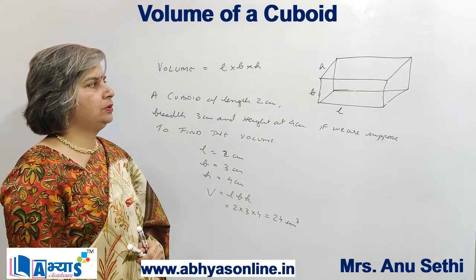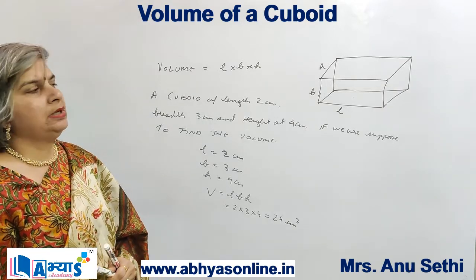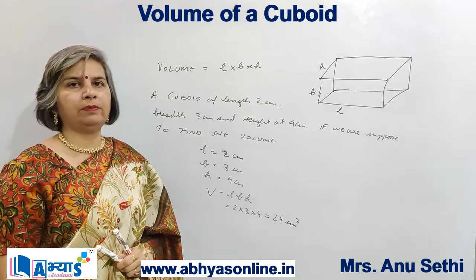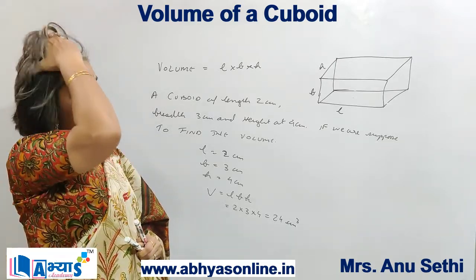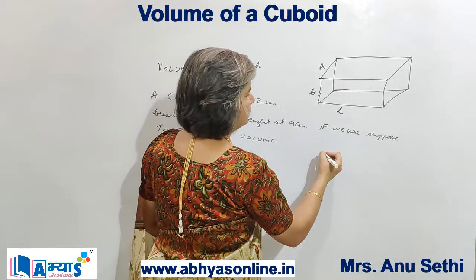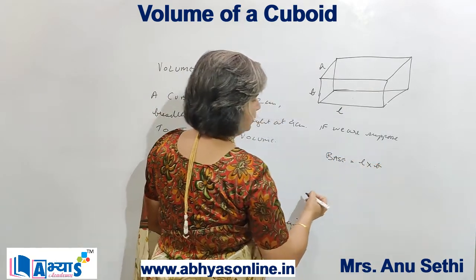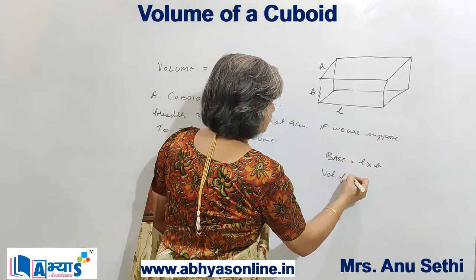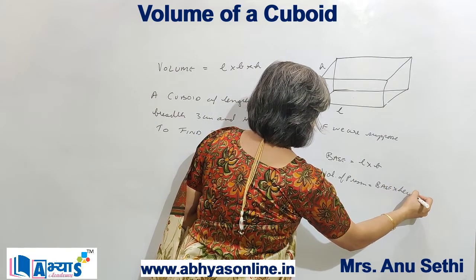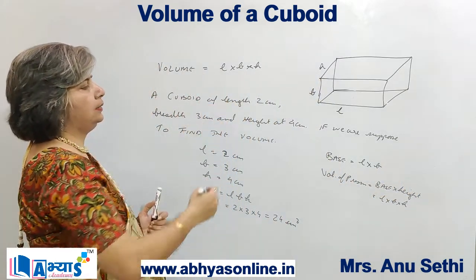So basically the volume of any symmetrical figure, or we can say a prism, can be found by the concept that whenever we have a prism in which the base and top are the same, it is a symmetrical figure and we can find the volume as base area into height. In this case also, the base area is length into breadth and the volume of a prism is equal to base into height. So it will be L into B into H, which is the formula length into breadth into height.